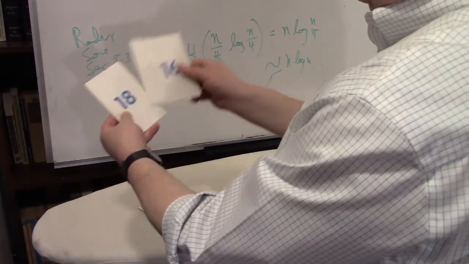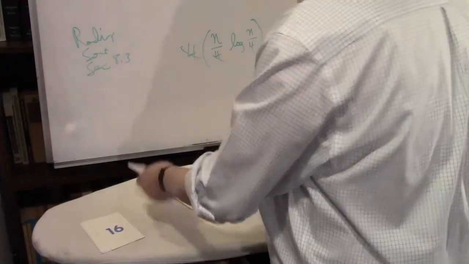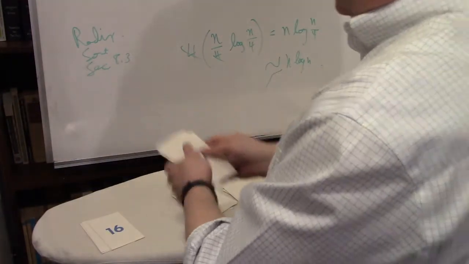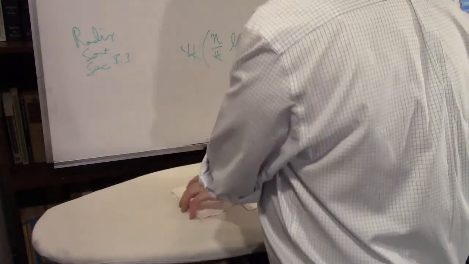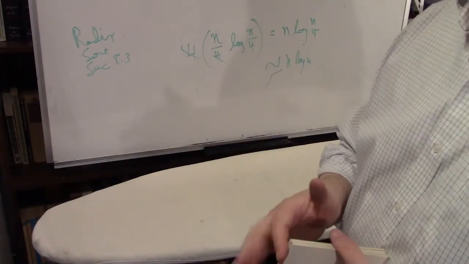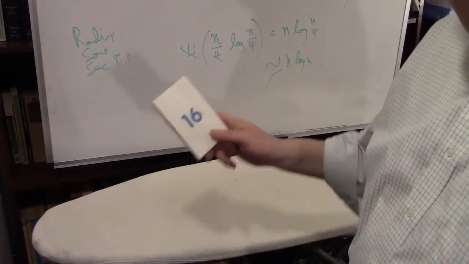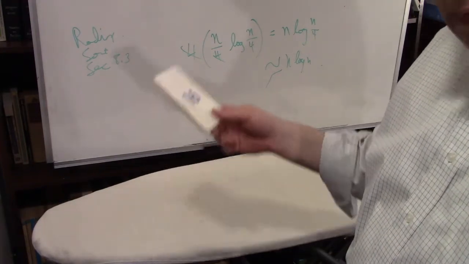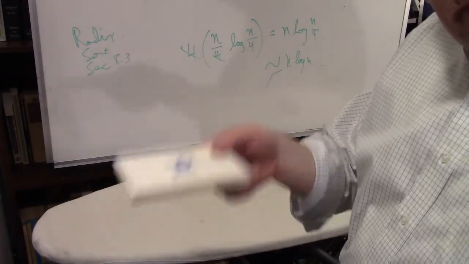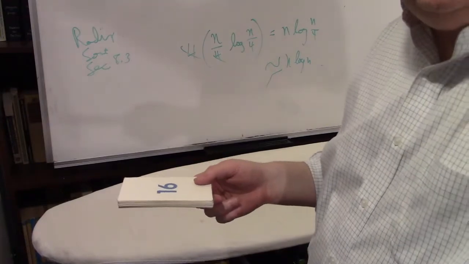Notice they're all sorted. So I'm going to pick them up and put them together, and they're totally sorted. Question: how much work was done? Answer: I just went through the loop. I went through all n cards twice. That's it, just twice. 2n is a lot better than n log n.